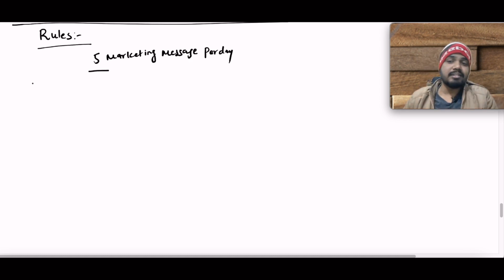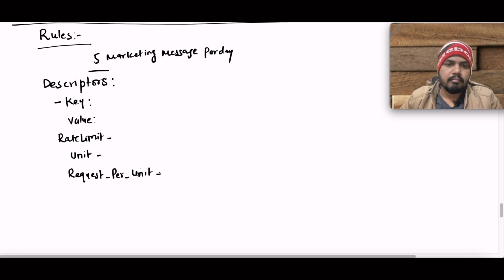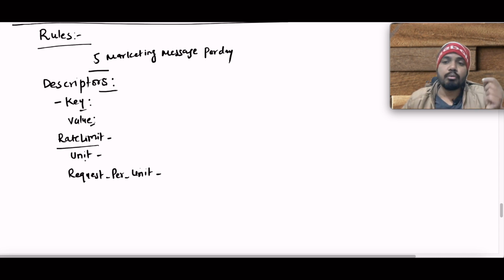To write these things in the config file, we have to write the descriptor for the rate limiter. We can write it like this. This is the format that we have to follow. The first thing we have to write is the descriptors. In the descriptors we have the key value pair. The key would be the message type, what type of rules you want to apply. The value will be a string, what type of value it would be. In the rate limiter we have two things. One is the unit, in which unit you want to measure these things, and the second is requests per unit: how many requests per unit you want to allow.